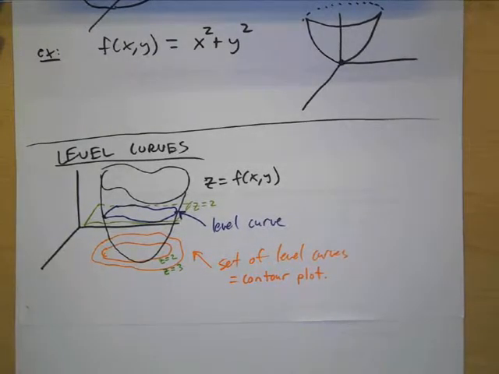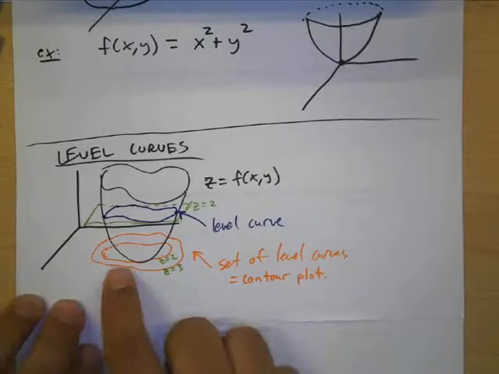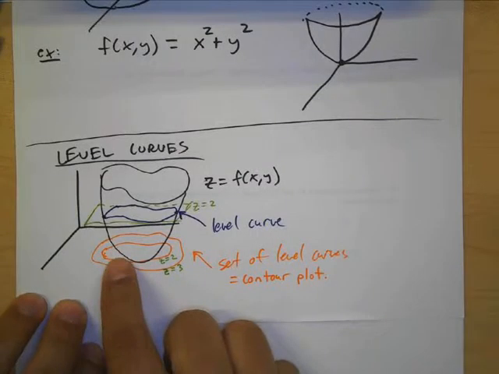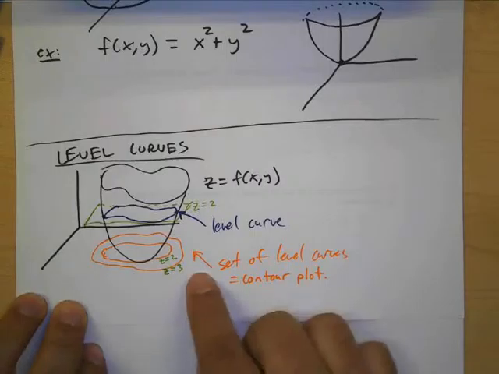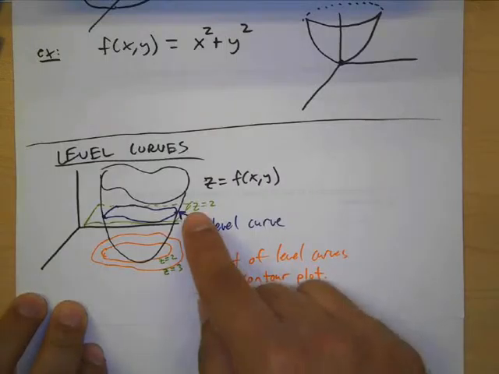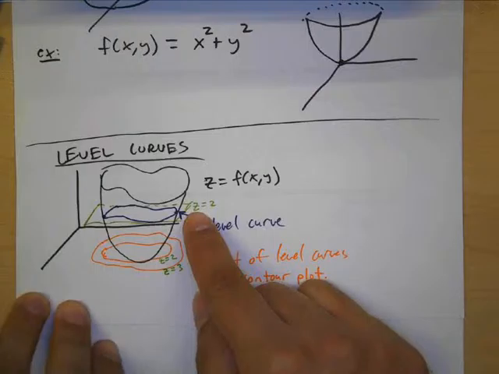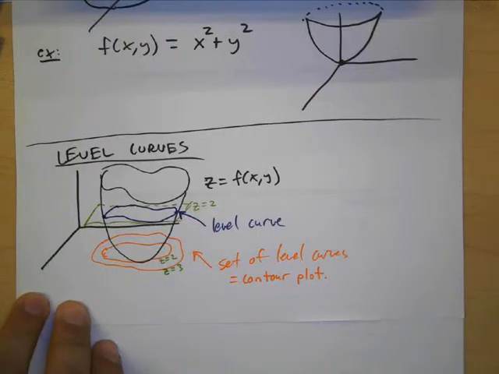So the best interpretation possible would be, here's a contour plot. We have a whole bunch of level curves on the contour plot, and each particular curve represents a height or a depth, if that makes sense, because that's how we interpret z.